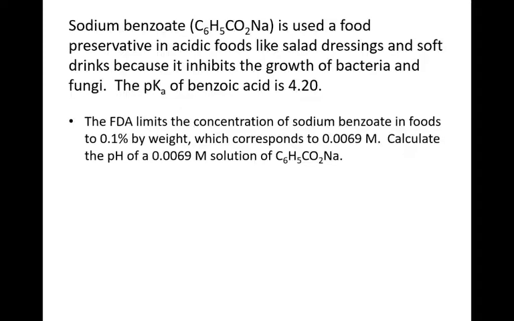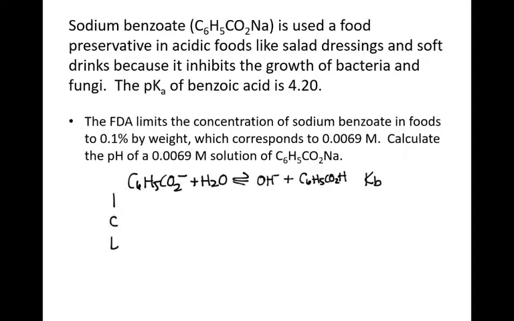We've determined in the previous slides that the important reaction here that affects the pH is going to be this benzoate Kb reaction. So C6H5CO2 minus plus water goes to OH minus plus the conjugate acid, C6H5CO2H. And the equilibrium constant can be represented by Kb. So now we want to know the pH of the solution at equilibrium.